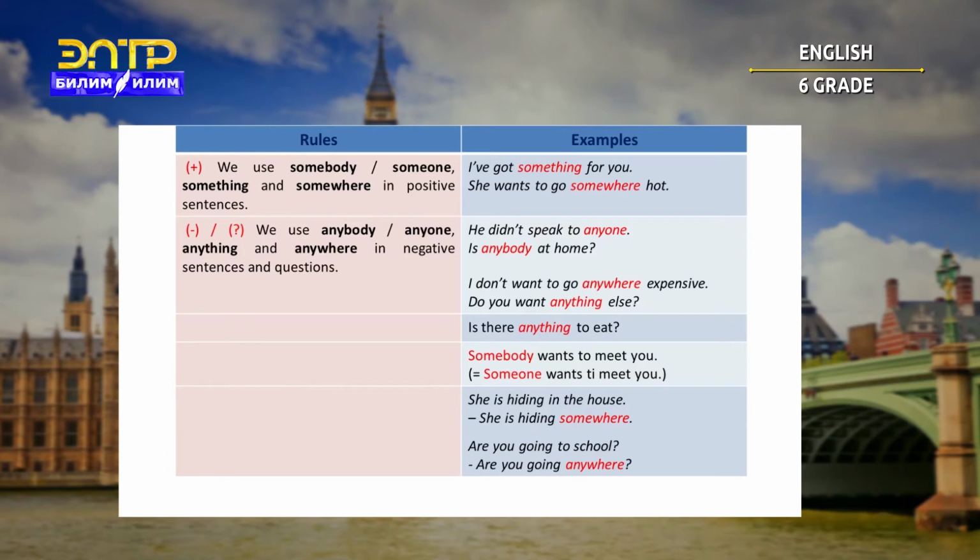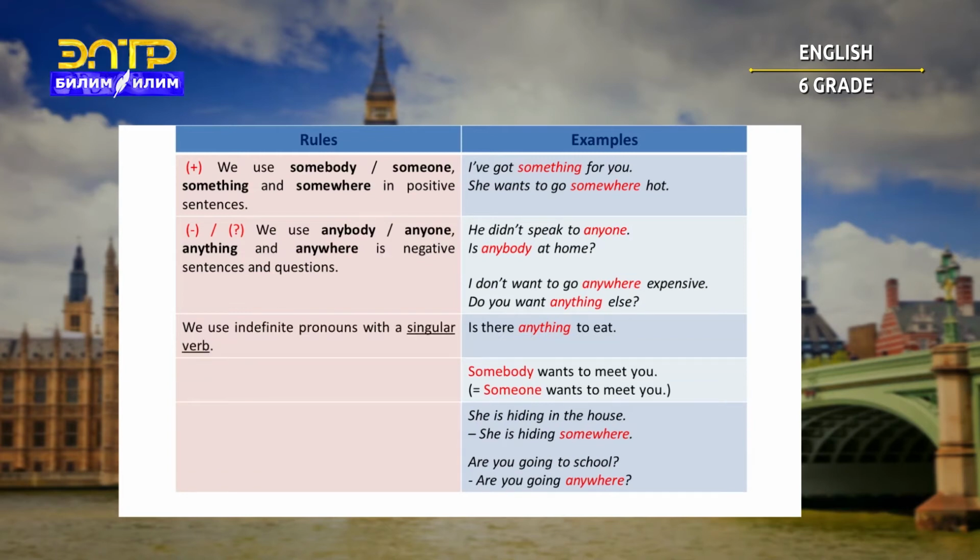What about the next sentence? Is there anything to eat? Here we have a verb is. It is a singular verb. We use indefinite pronouns with a singular verb. Look at these sentences. Somebody wants to meet you, or someone wants to meet you. Body and one mean the same in indefinite pronouns, somebody, someone, or anybody, anyone. The forms with body are a little informal.